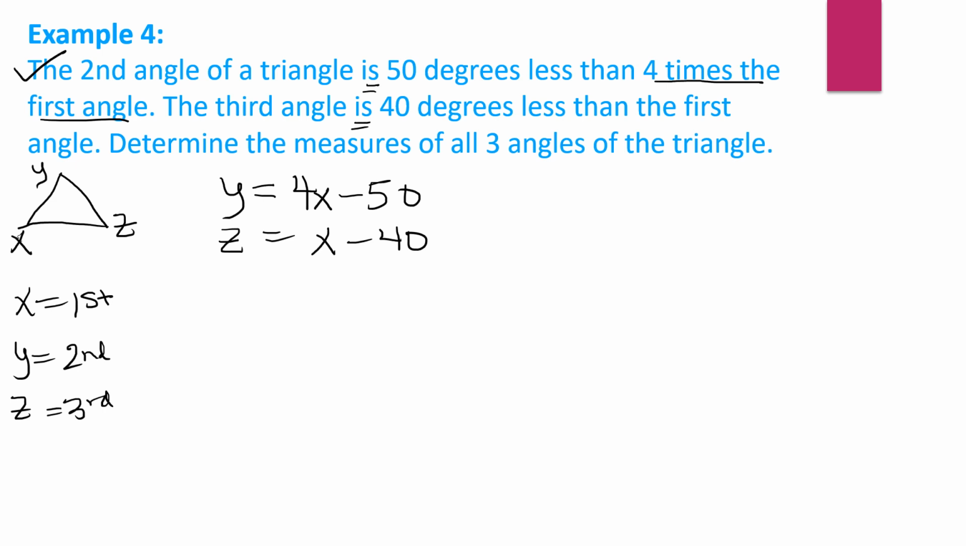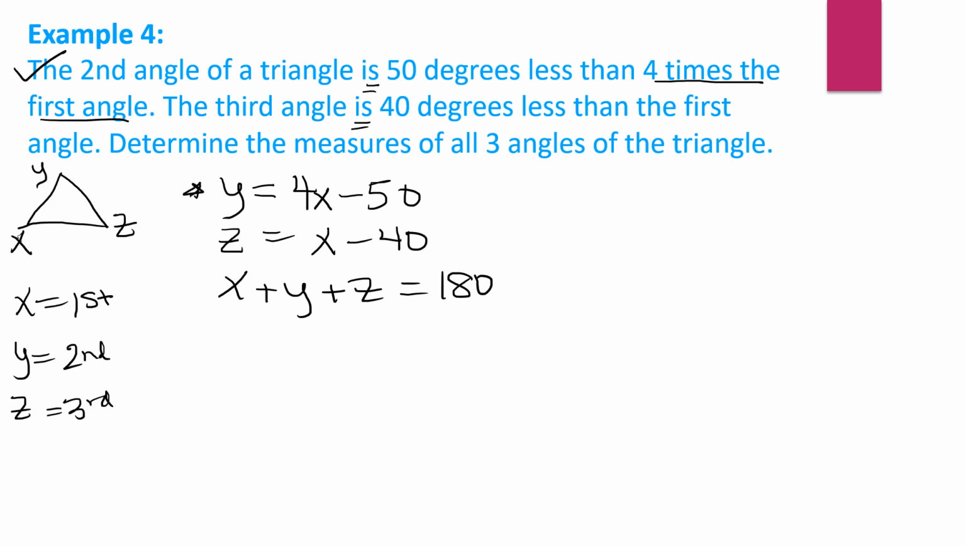And then it says determine the measures of all angles of the triangle. Well, you've got to dig back to some geometry stuff. What do you know about the angles of a triangle? All 3 of them, when I add them together, have a sum of 180. All right, there are our 3 equations.